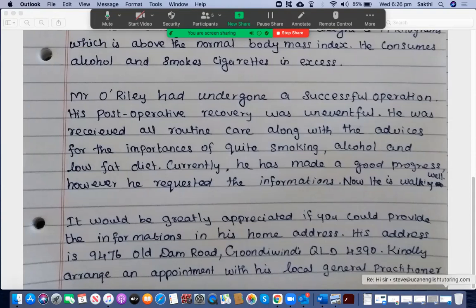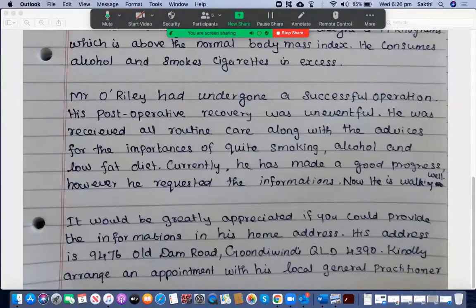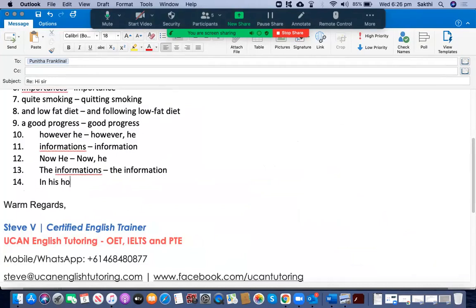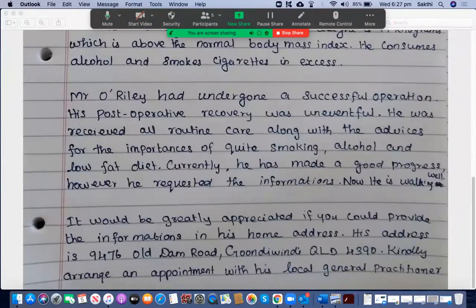If you could send the information to his address, I think that would be much better. So instead of saying "in his home address," say "to his home address." And "provide" can be replaced with "send." If you could send the information to his home address. You can also add a couple of words, like "the required information," "necessary information," or "relevant information."